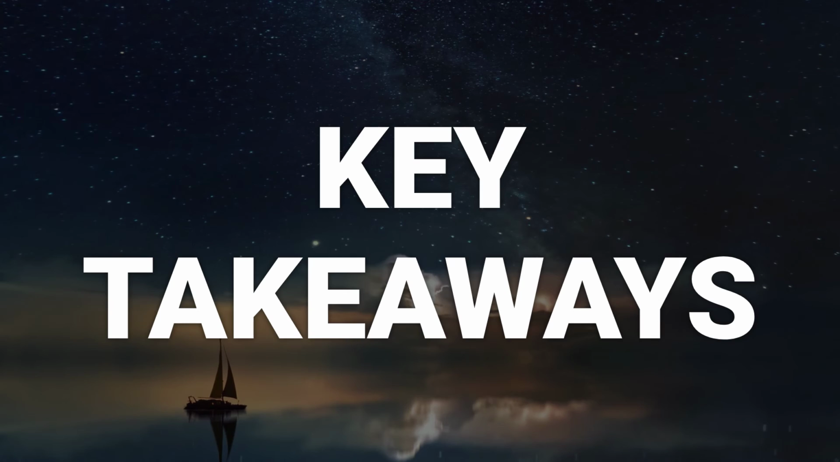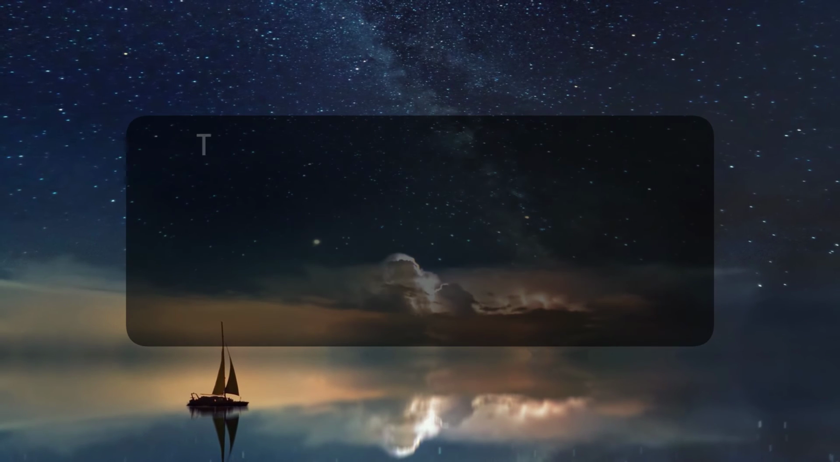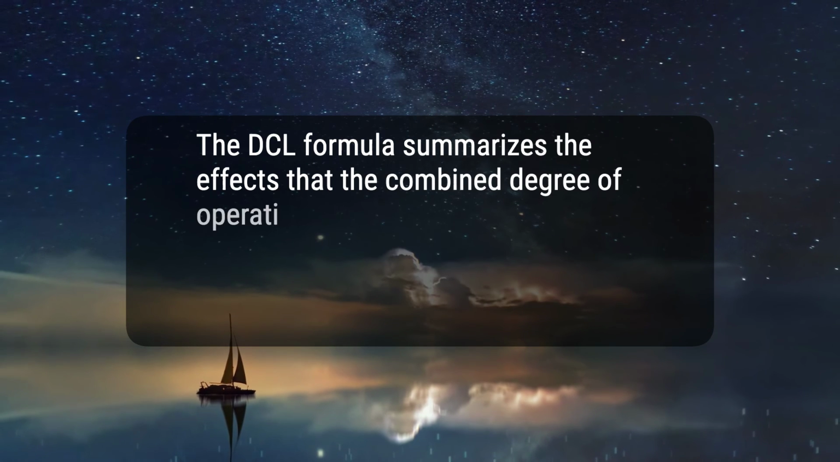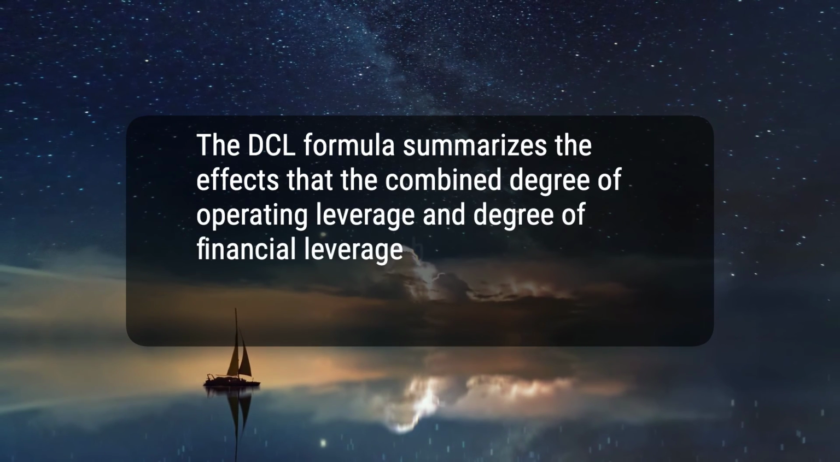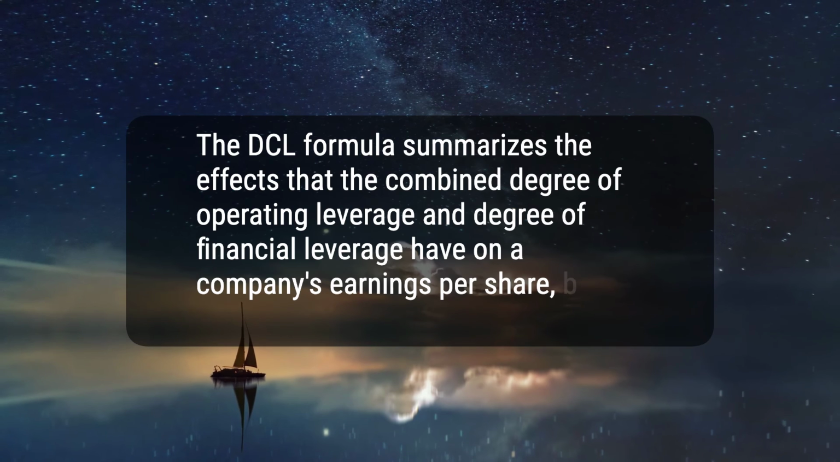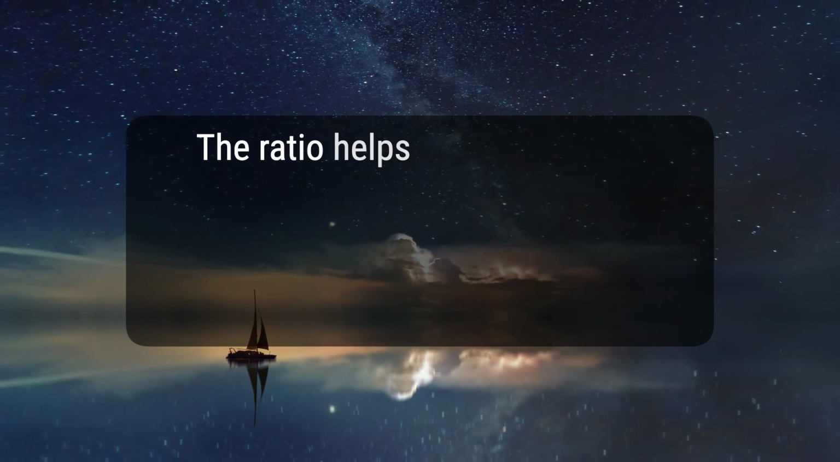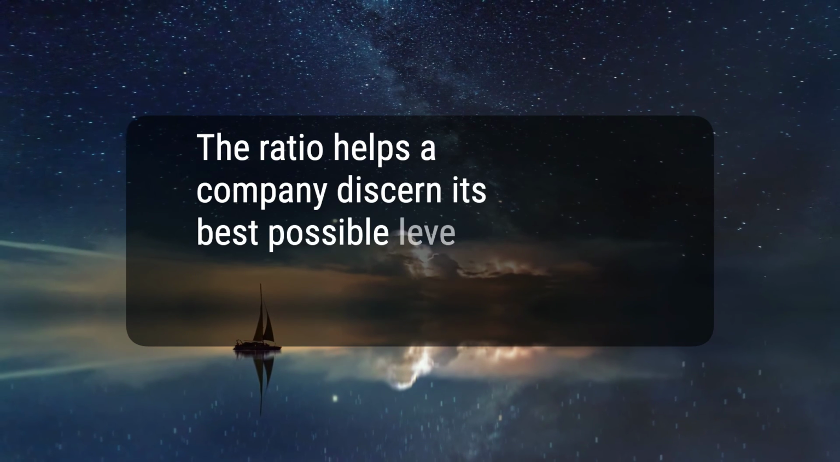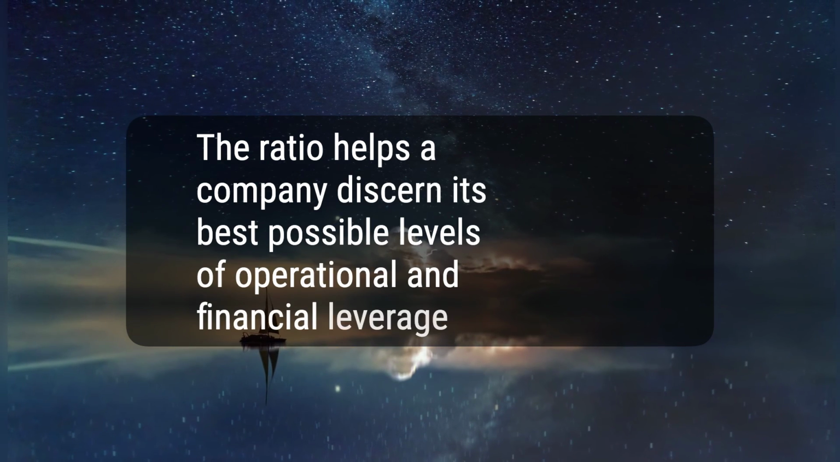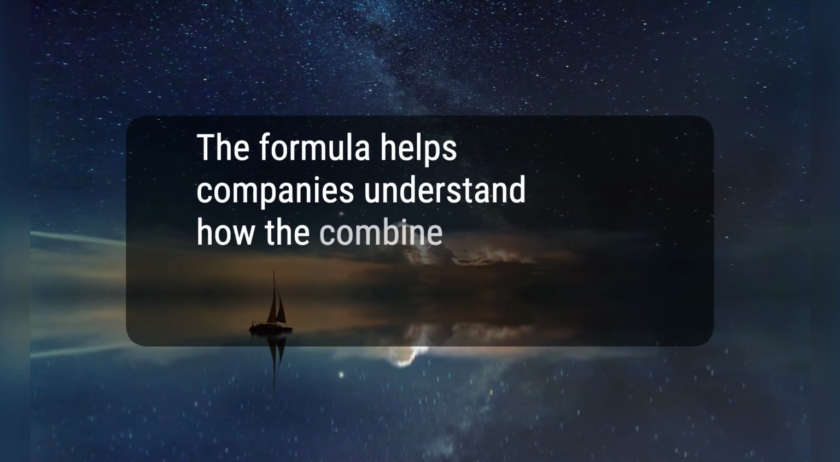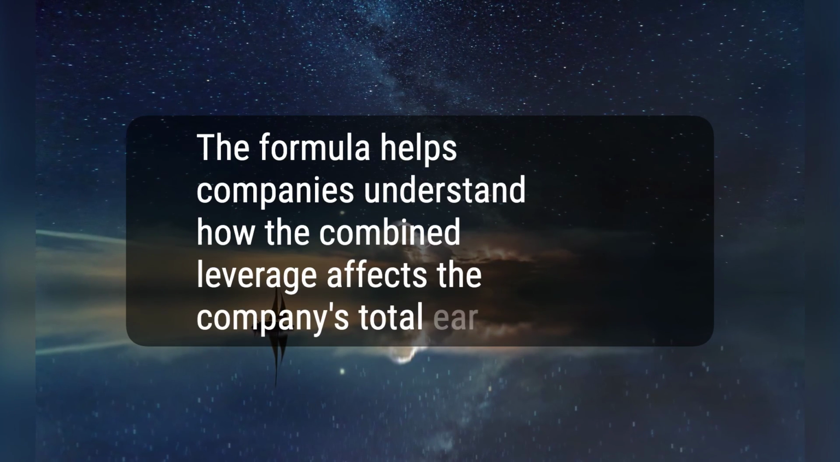Here are 3 key takeaways. 1. The DCL formula summarizes the effects that the combined degree of operating leverage and degree of financial leverage have on a company's earnings per share, based on a given change in sales. 2. The ratio helps a company discern its best possible levels of operational and financial leverage. 3. The formula helps companies understand how the combined leverage affects the company's total earnings.